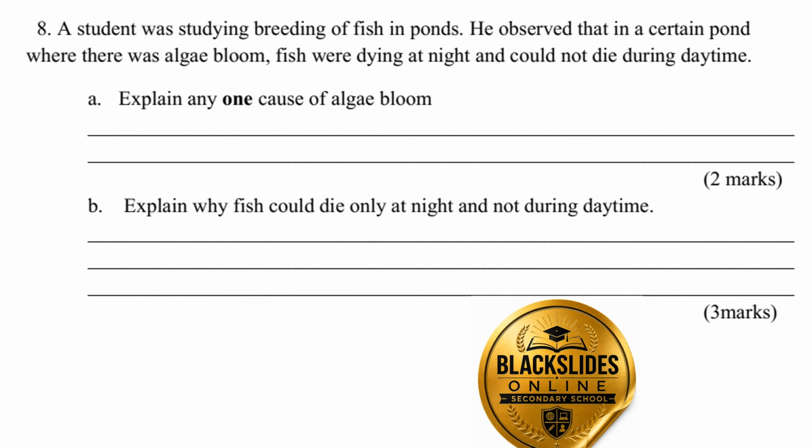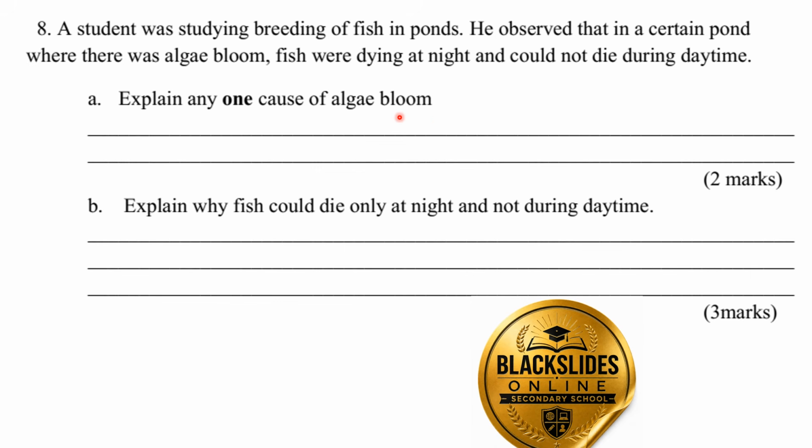Question number 8. A student was studying breeding of fish in ponds. She observed that in a certain pond, where there was algae bloom, fish were dying at night and could not die during daytime. Explain any one cause of the algae bloom.